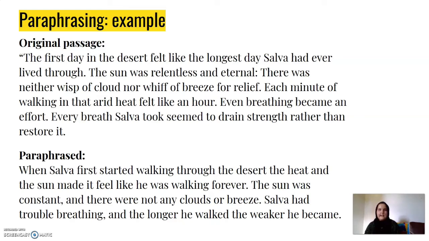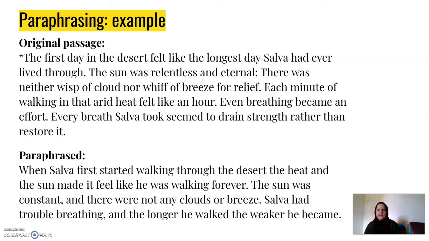So instead of saying the sun was relentless and eternal, I said the sun was constant, which means the same thing as eternal. At the end, instead of saying that every breath Salva takes drains his strength, I said that he's becoming weaker. So I'm keeping the same ideas, but I'm using my own words and synonyms to put it into my own language instead of copying it.